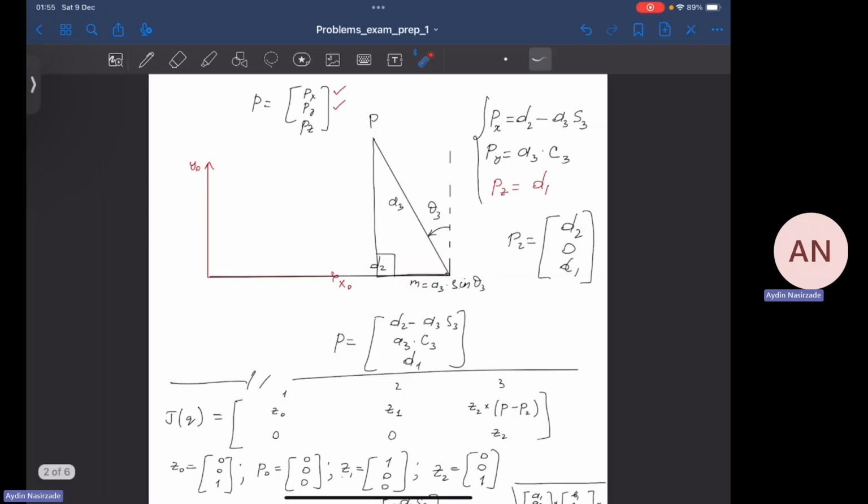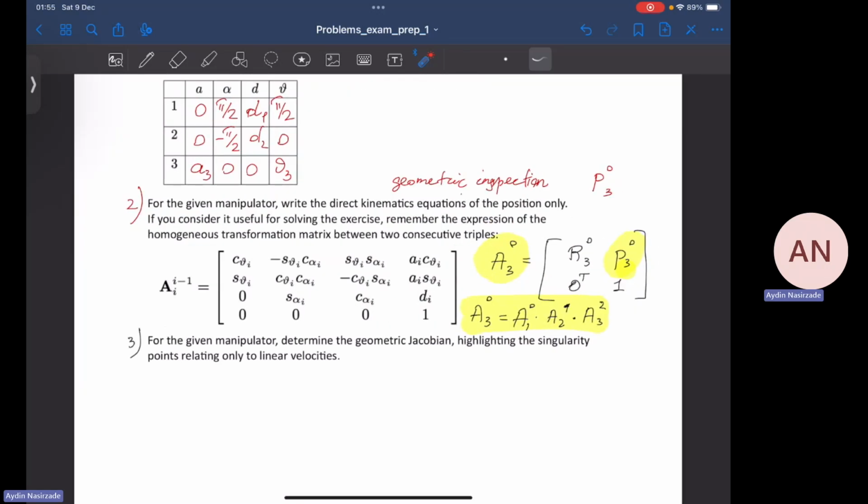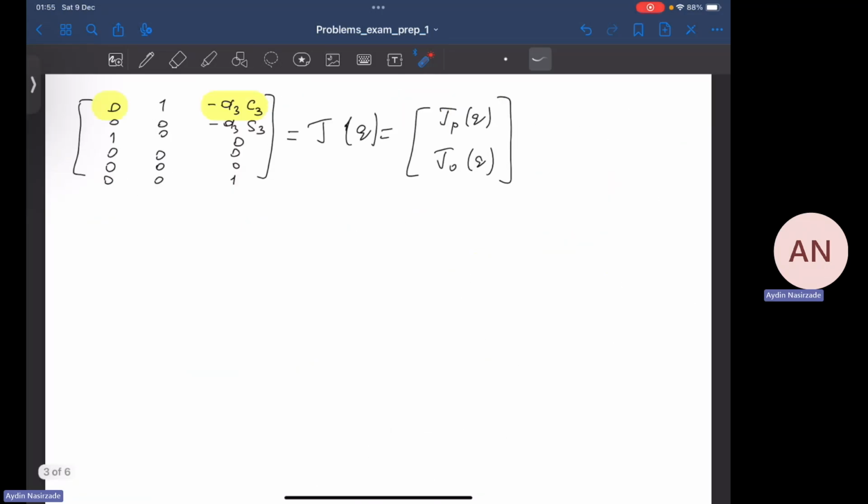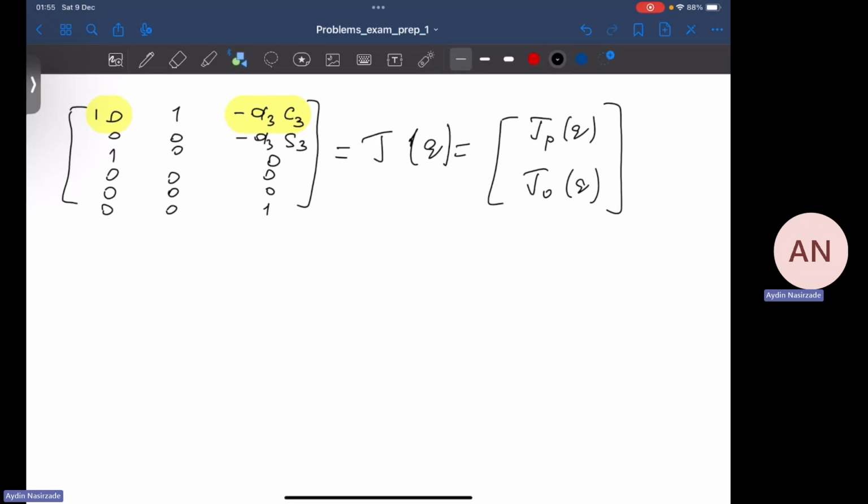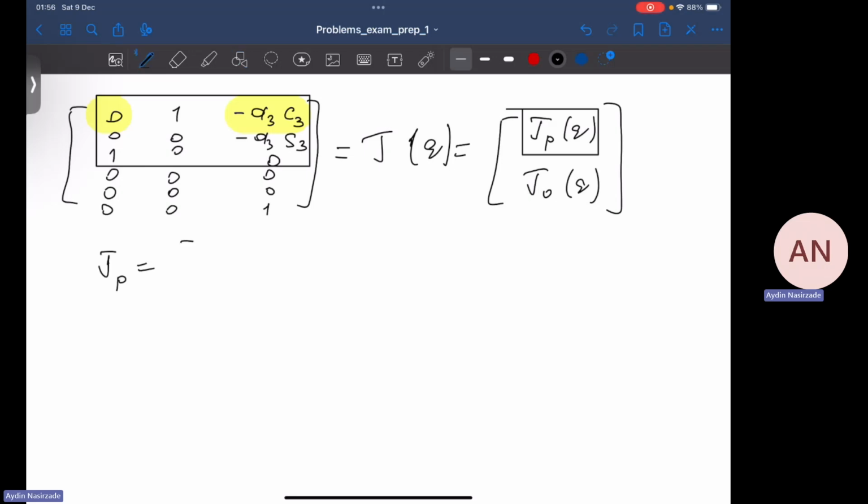So if you're coming back to the statement, it says find the singularity points relating only to linear velocities. Okay, so you have to separate the linear component of the Jacobian matrix. Okay, and you have to find the determinant of this particular portion, which is JP of q. Okay, now let's try to do it. So JP is what? 0, 0, 1, 1, 0, 0, minus a3 cosine of theta 3, minus a3 sine of theta 3, and 0, right? So you have to find the determinant of JP.